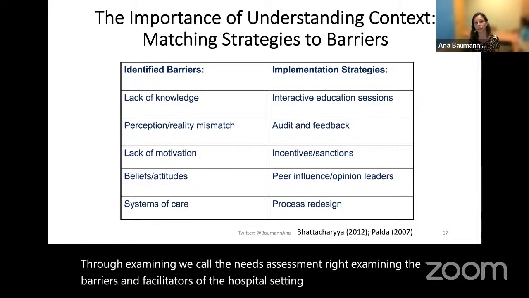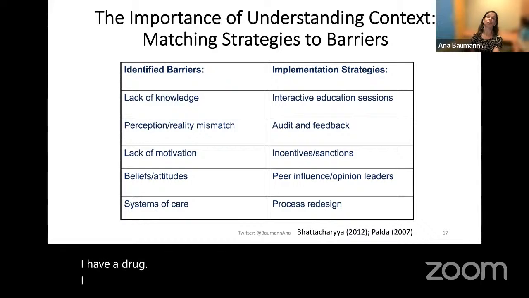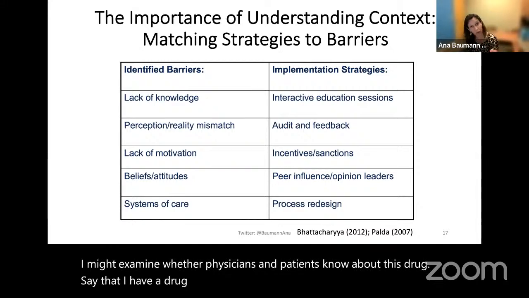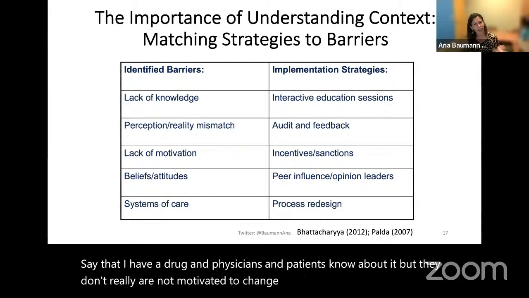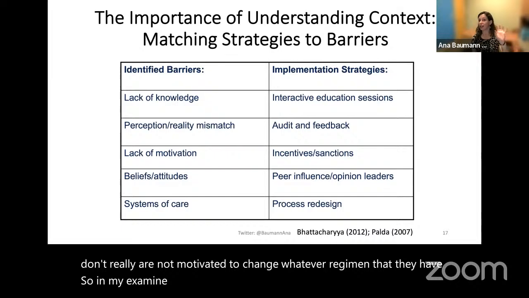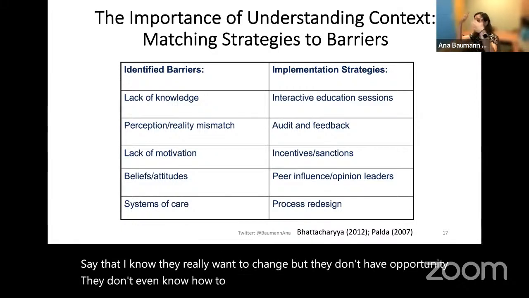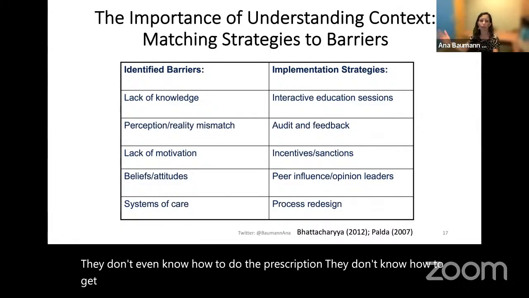So for example, say that I have a drug. I might examine whether physicians and patients know about this drug. Say that I have a drug and physicians and patients know about it, but they are not motivated to change whatever regimen that they have. So I might examine motivation. Say that they know, they really want to change, but they don't have opportunity. They don't even know how to do the prescription. They don't know how to get it, whatever barriers or facilitators there might be.